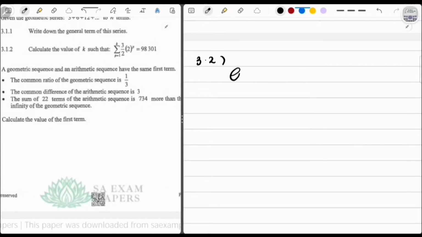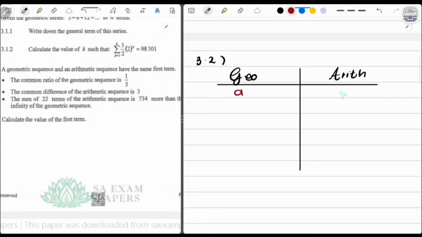I heard a geometric sequence and an arithmetic sequence have the same first term. So this is what I'm going to do. I have a geometric sequence and I have an arithmetic sequence. Two sequences, and they have the same first term. So if this first term's name is A, that first term's name is also A. It's exactly the same thing. Then the next thing they say is this: the common ratio of the geometric sequence is 1 over 3. So this is of the geometric: the common ratio r is 1 over 3.